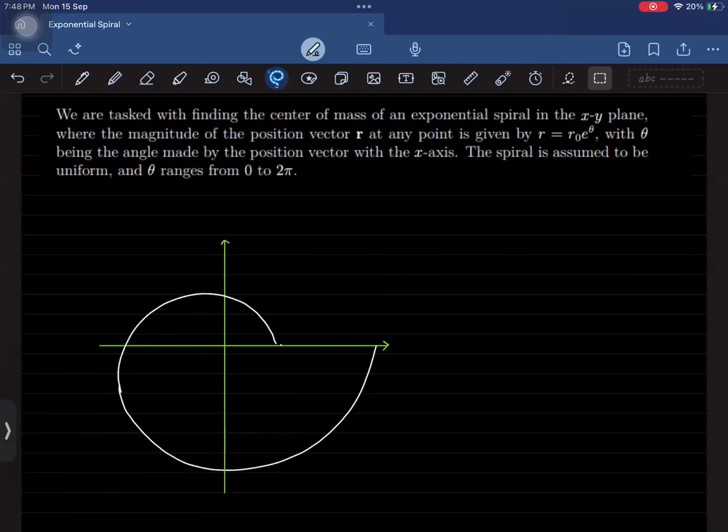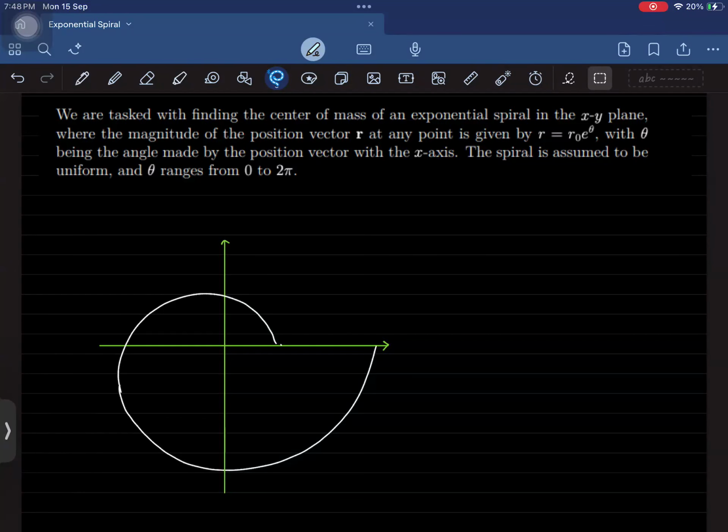Hello students, so today we will be discussing a problem on the exponential spiral. तो जिन लोगों ने प्रॉब्लम नहीं देखा है, they can read the question, they can pause the video and then try to attempt the question, and then we'll proceed with the solution, whatever it is.